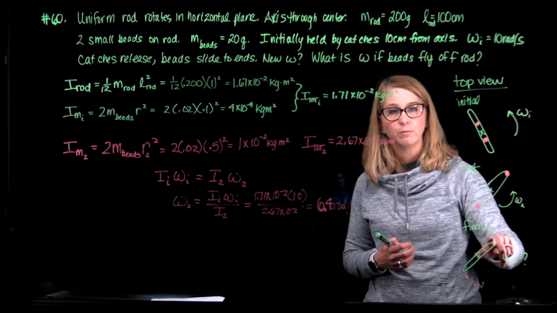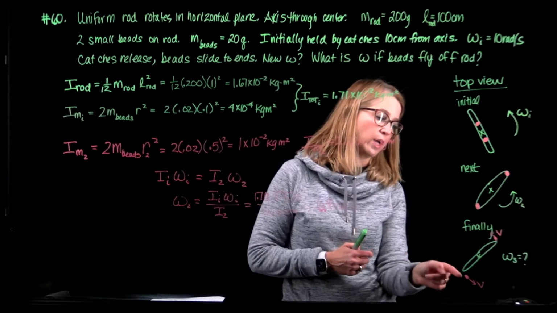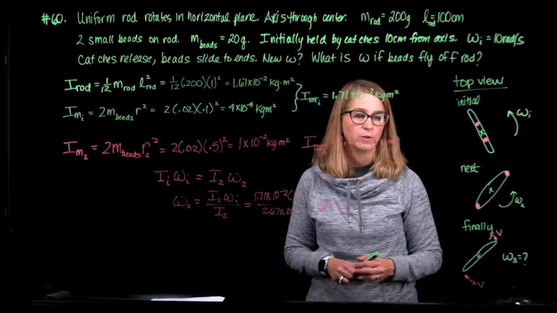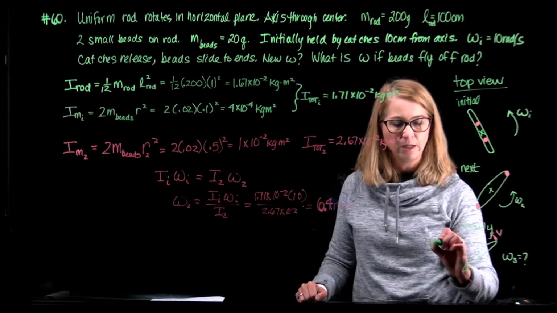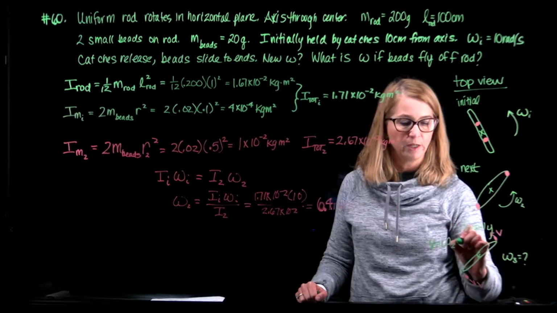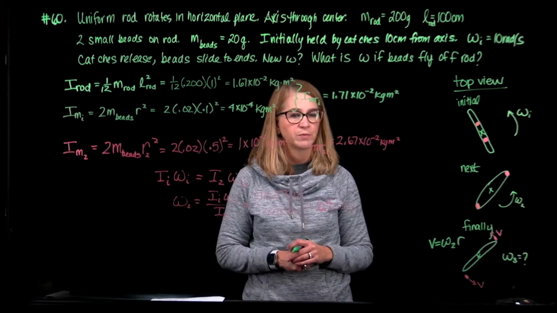So they're actually going to move off. If you look right here, one bead will move off this way, one bead will move off that way. And they'll be going with that velocity. The velocity that they move with at that time is going to be equal to the angular velocity they had at that moment times the radius, which is the 0.5 meters.